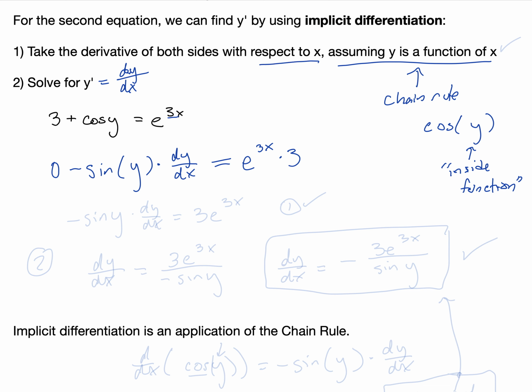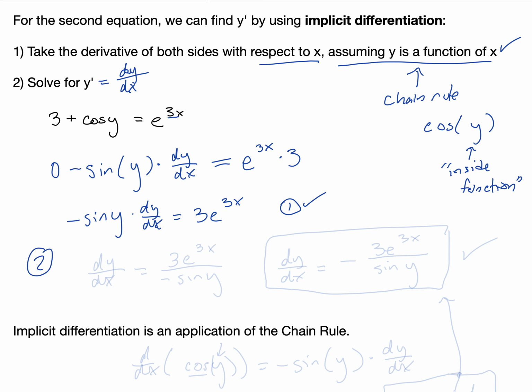We have done the first step. We could simplify that slightly by getting rid of the 0. We've got negative sine of y times dy dx equals 3e to the 3x. So that was step 1. Step 1 is accomplished. Now we can do step 2.